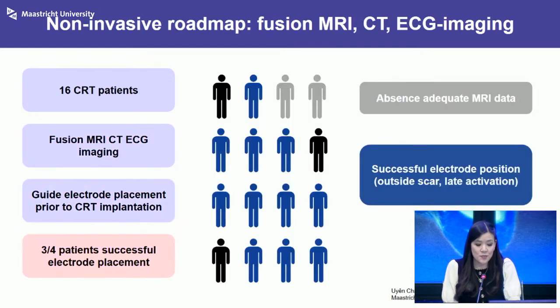Quite similar as in a previous study, successful electrode positioning using this roadmap was achieved in about three-quarters of the patients, while suboptimal position of the electrodes was unavoidable in the remaining quarter of patients.